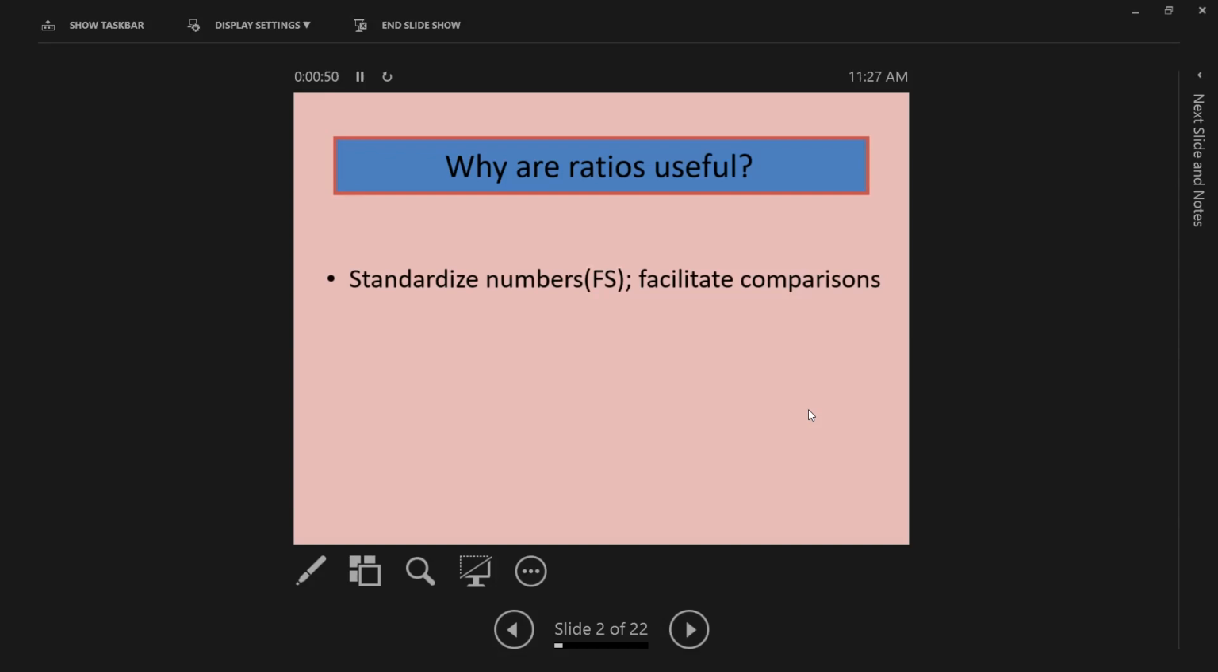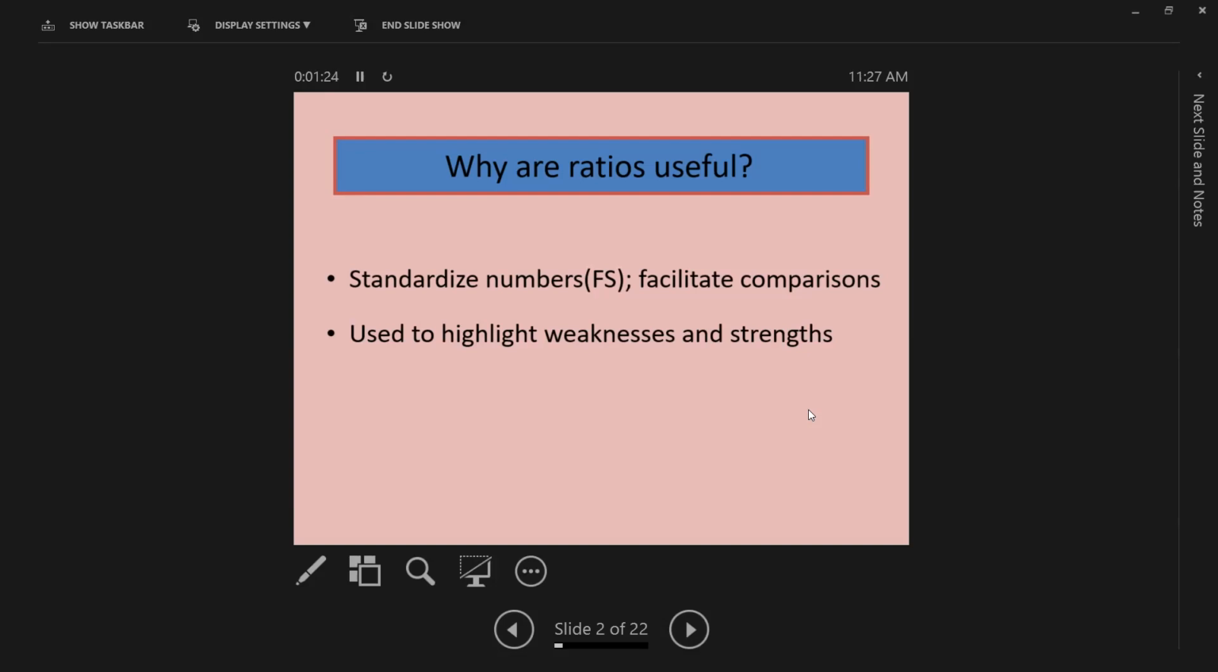To facilitate the comparisons. So if we have just numbers with millions and billions, it's difficult to compare between companies. Therefore, the ratio analysis will normalize the numbers into a standardized format in a percentage form. Then it's used to highlight the weaknesses and strengths. So if a particular ratio is going up, we can see it as a strength. And if a particular ratio is going down, we can identify the weaknesses.